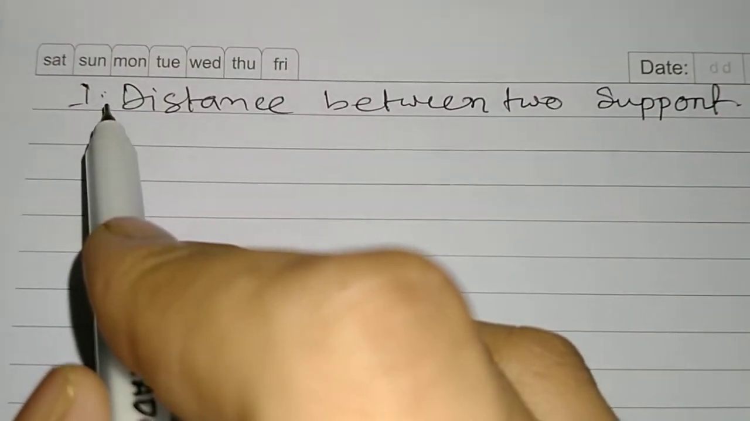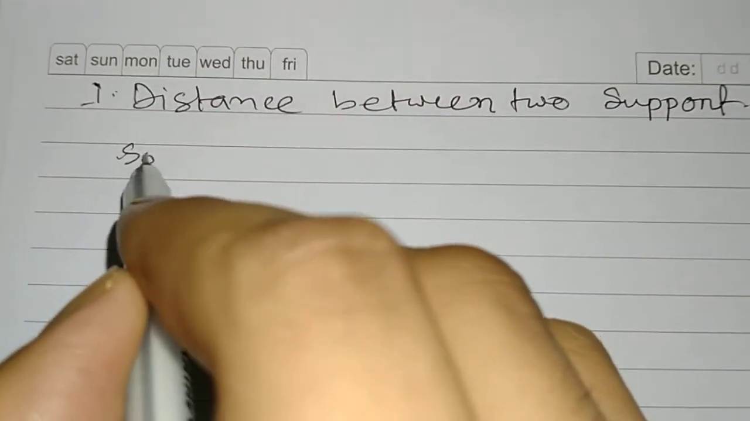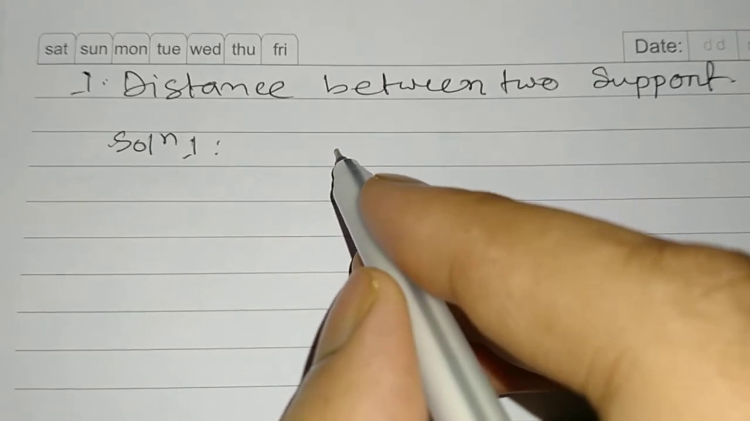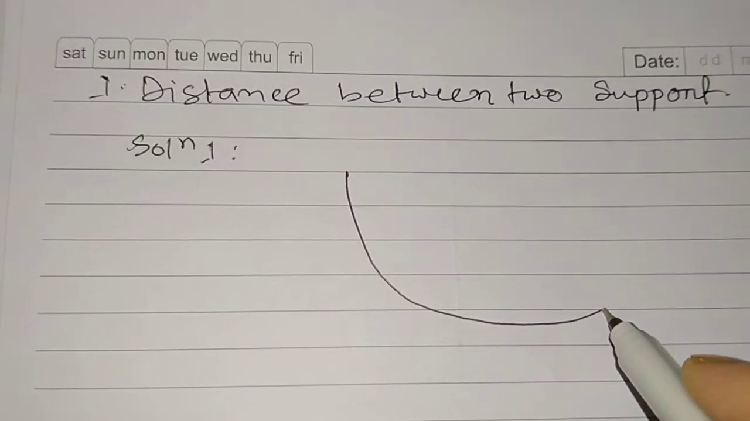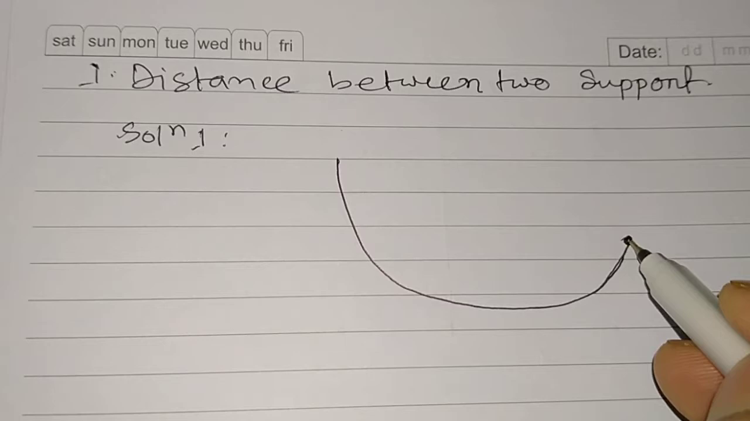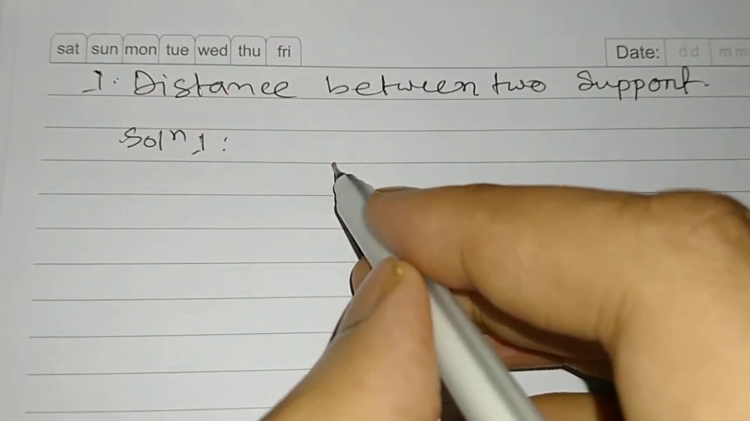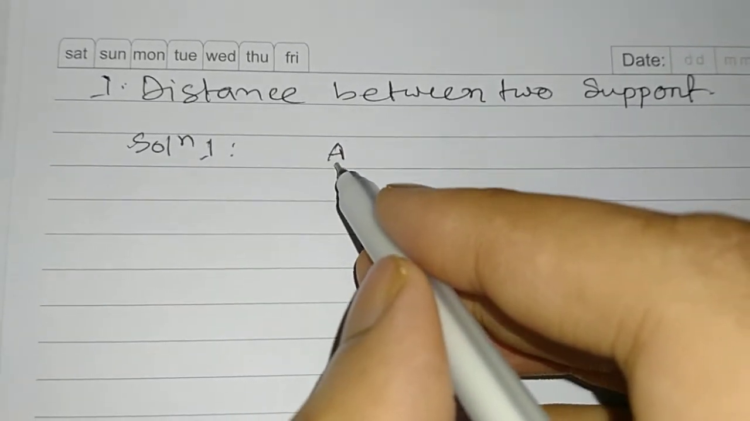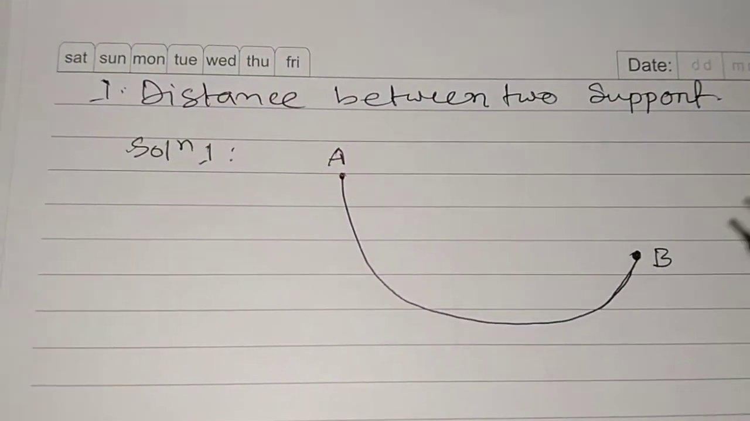Viewers, the first question is the distance between the two supports. So solution 1, I will draw the catenary first. This is the catenary, viewers, which is non-symmetrical, and this is the lower point of this catenary and this is the higher point of this catenary. It is also called the upper support and this is the lower support.